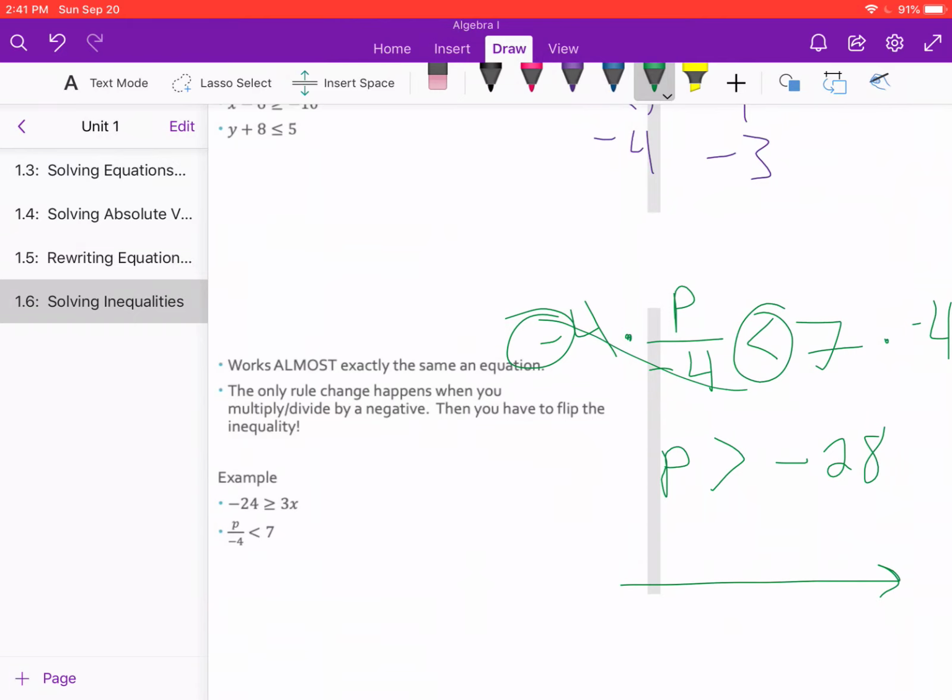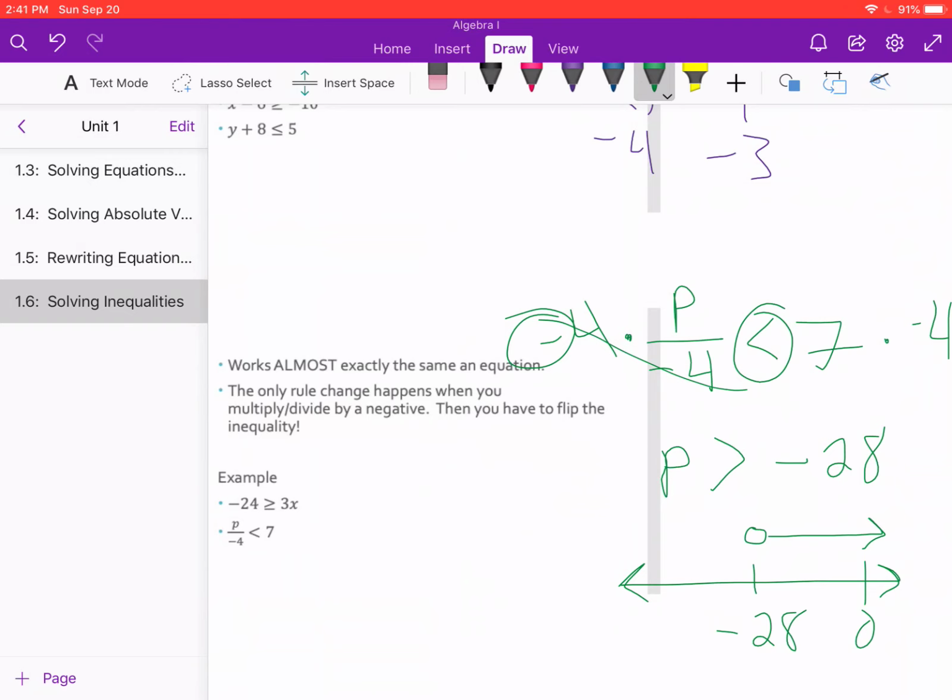Let's graph it. Draw my number line, put down negative 28, and let's pick a number. 0 is a pretty awesome number, so I like 0. Is 0 greater than negative 28? Yes, it is, so we know it's going to point towards 0. Since we don't have an equal to, it's just greater than, we're going to have an open circle and then point towards 0.